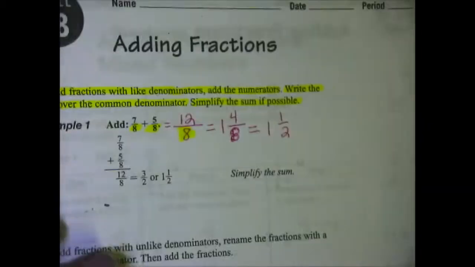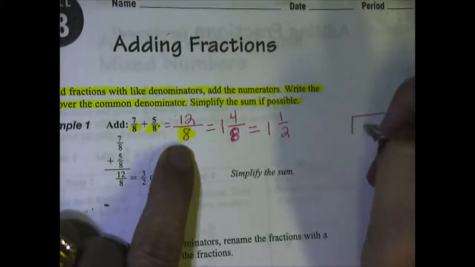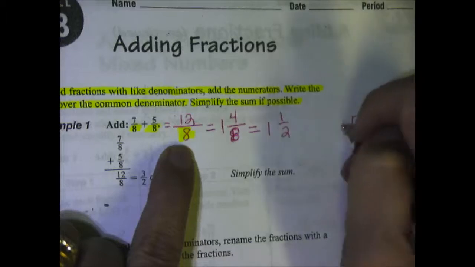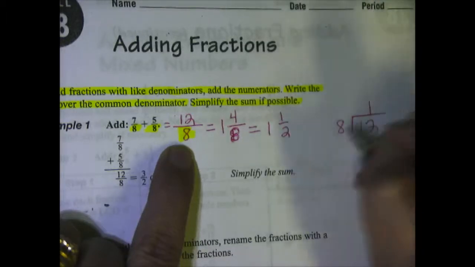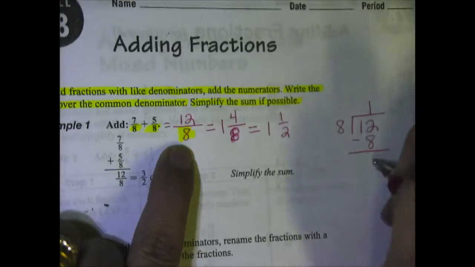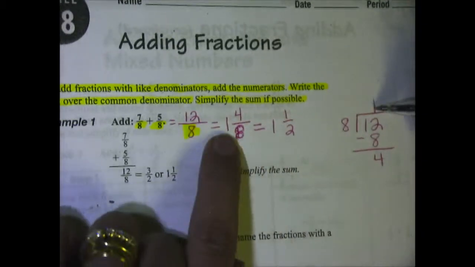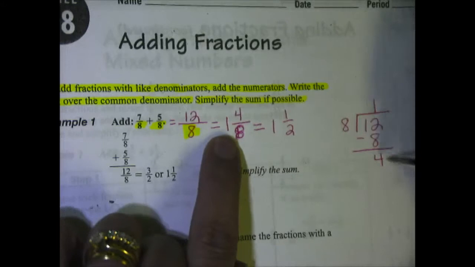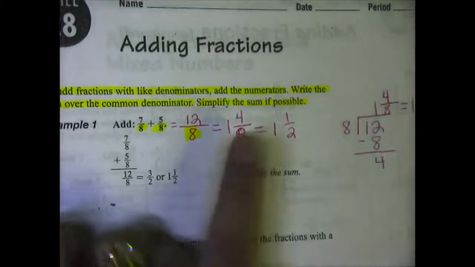If you are still having problems with simplifying from improper to mixed numbers, you can take your 12 and divide it by 8. 8 goes into 12 one time. 1 times 8 is 8. 12 minus 8 is 4. So here is our whole number, 1. Your remainder is your numerator, and your denominator is 8, and then simplify to 1 1/2.